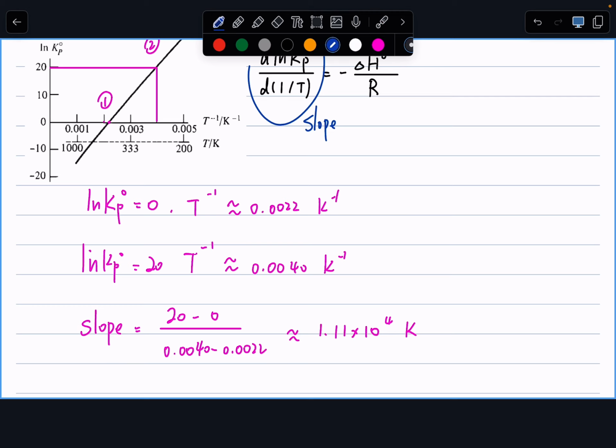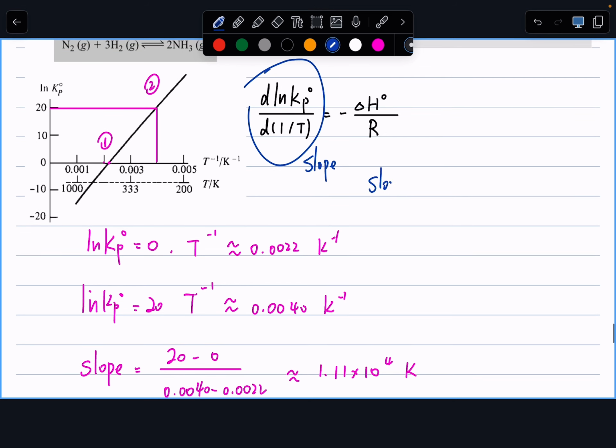And then from there, we can use our slope times negative R equals delta H naught to solve for delta H naught of the reaction.